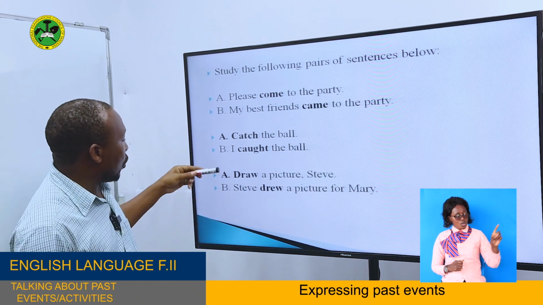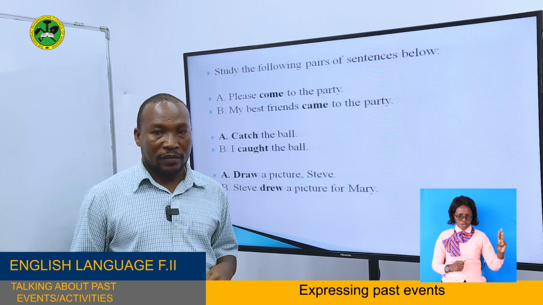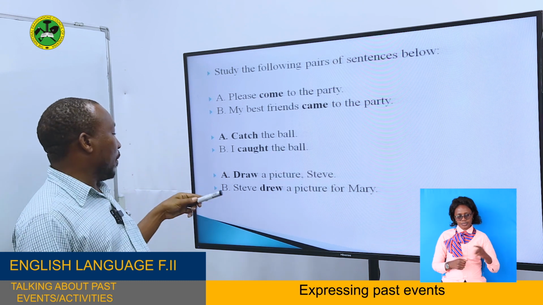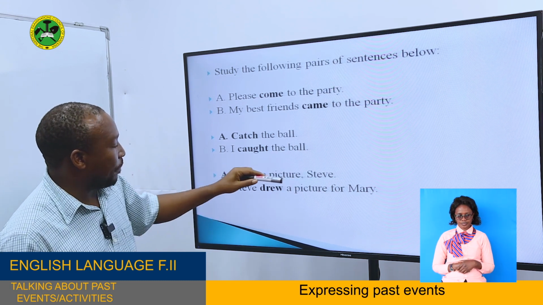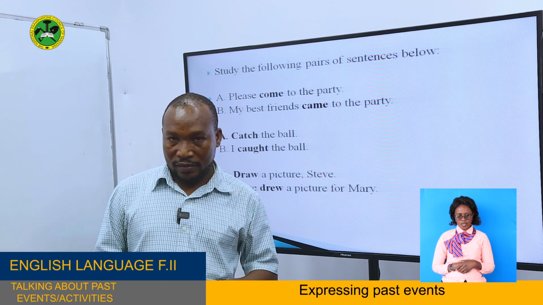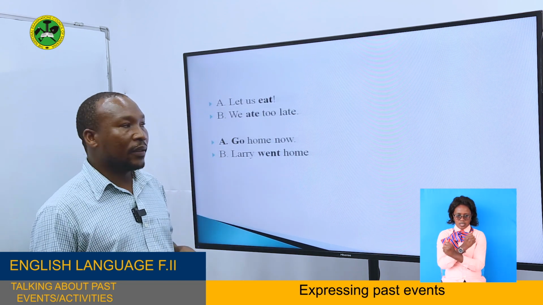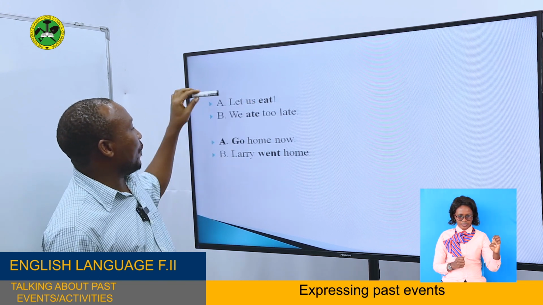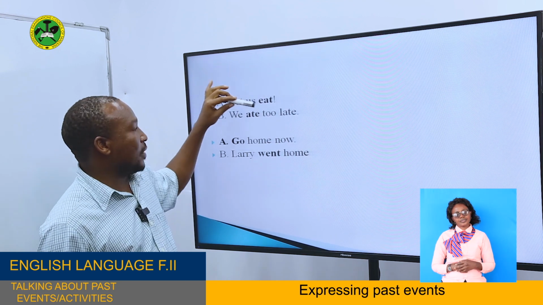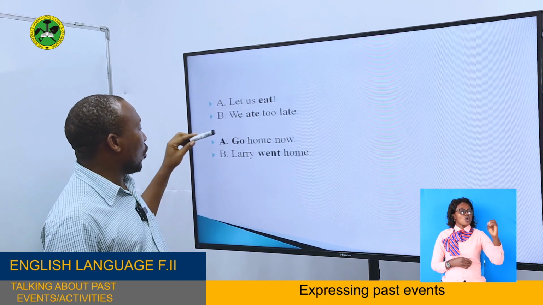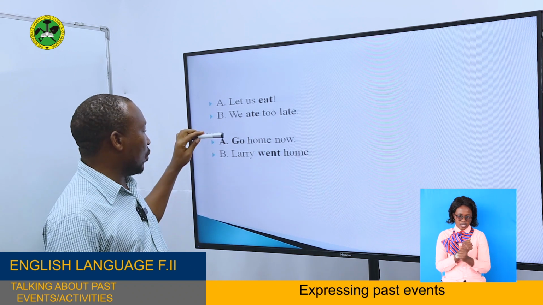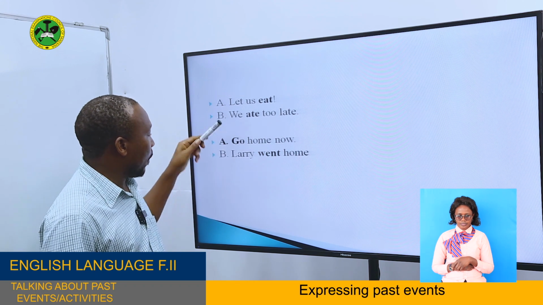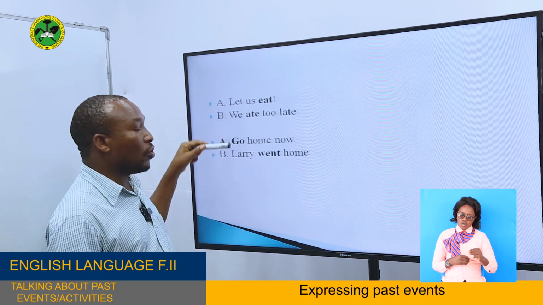Another one: Draw a picture, Steve. Verb: draw. Simple past: Steve drew a picture for Mary. Let us eat. We ate too late. The verb here is eat. It changes to ate. Go home now. The verb is go. Larry went home. The verb is went. It changes from go to went.